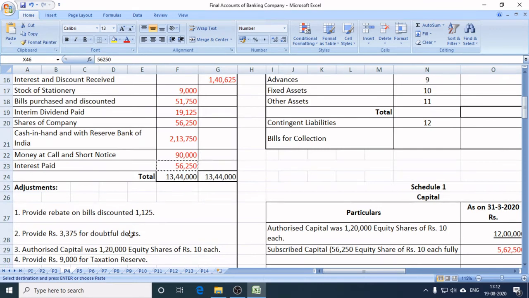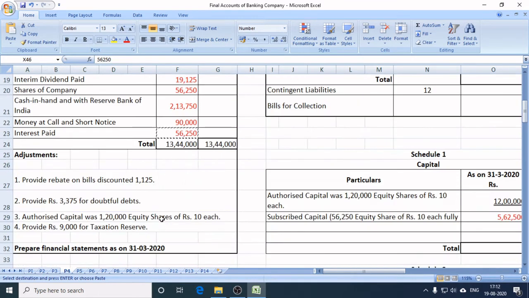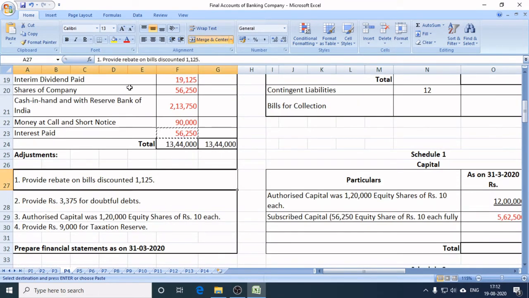Now next, I think we are done with the postings of all these ledgers which are part of trial balance of this bank. Now let's discuss in detail all the adjustments. Now adjustment number 1 is provide rebate on bill discounted at 1,125. Now you should know that rebate on bill discounted is nothing but the unexpired discount, or it is that discount which is received in current year, but it is of next year.